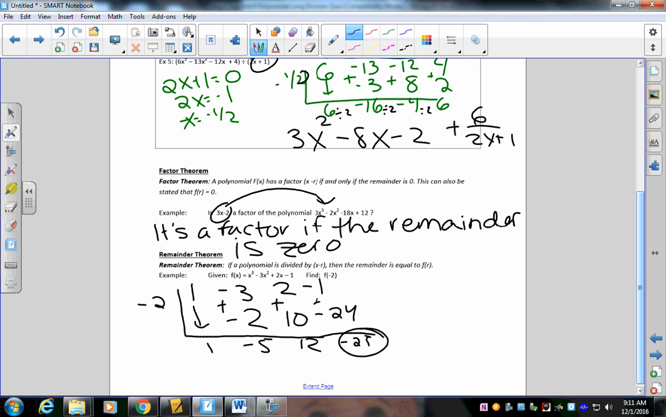All right, so that tells us that, if I put that as a factor x plus 2, right, because that's the opposite of -2, is not a factor of the original problem because I have a remainder, but I can use it to evaluate. It's just another evaluating tool as well.